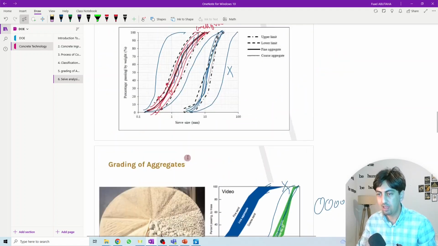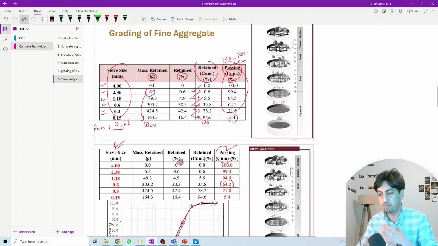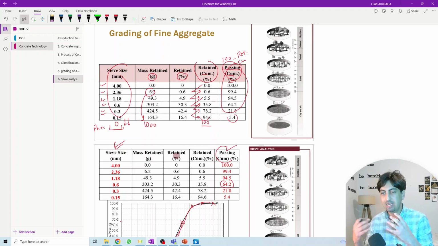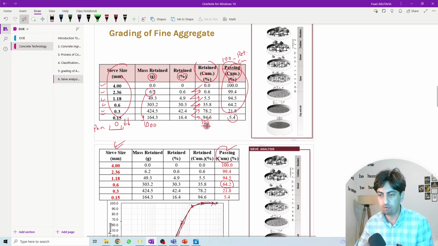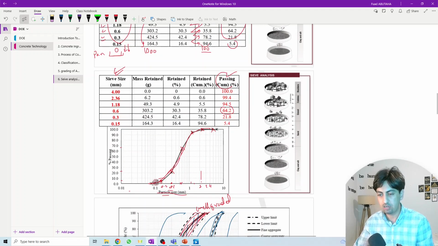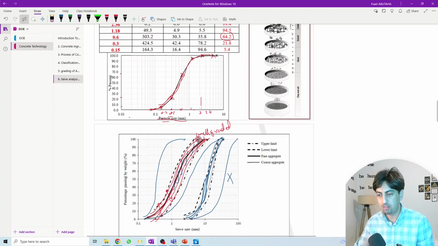We can go through the steps and determine whether the aggregate we are using, whether sand or gravel, is well graded, single graded, or gap graded. And this is the process of how we do the calculation, how to draw it, and how to get the S curve, and how to determine, based on the lower limit and the upper limit, whether the S curve lies in the range of the well graded aggregate or not.